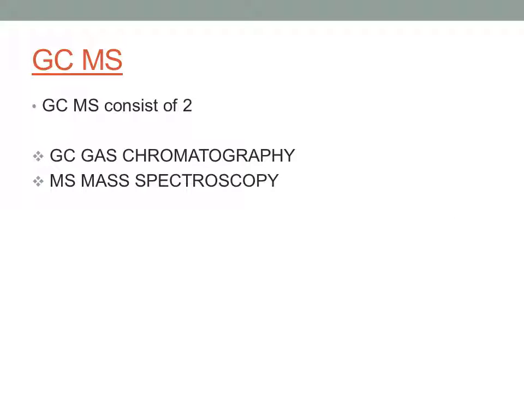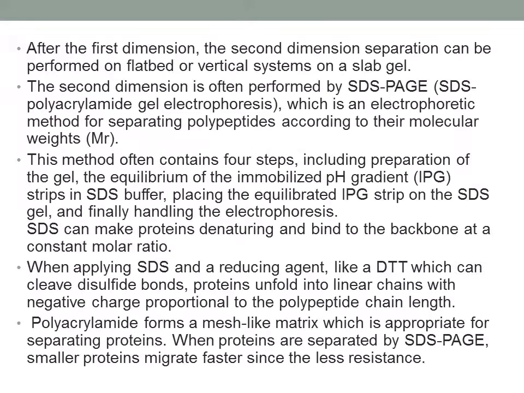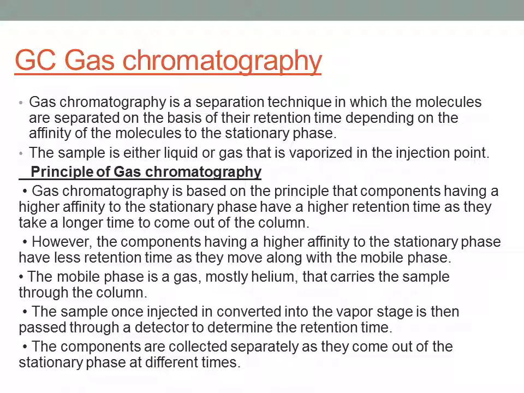Next one is GC-MS, gas chromatography and mass spectroscopy. It consists of two parts, that is GC and MS. It is a multidimensional approach which consists of gas chromatography and mass spectroscopy. In the first dimension, the sample is subjected to gas chromatography. Then in the second dimension, it is subjected to mass spectrometry, that is separation of protein based upon the size and charge.